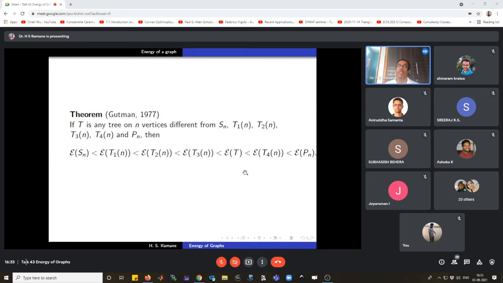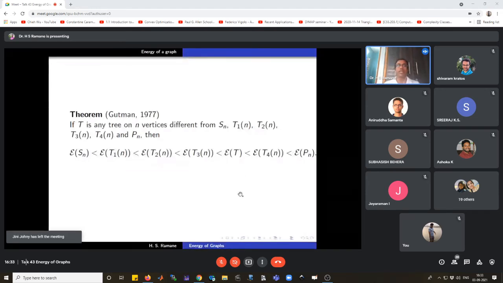So here in the tree, the coefficients of the characteristic polynomial give the relation of this decreasing. For example, if you take the first tree, say its coefficients are a1, a2, a3, and another tree has the coefficients say b1, b2, and so on. If a1 is less than b1, a2 is less than b2, a3 is less than b3, and so on, then the energy of the first tree is always less than the energy of the second tree. So from that one can check this relation.